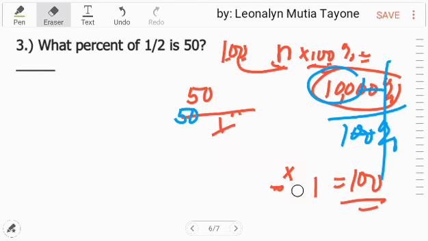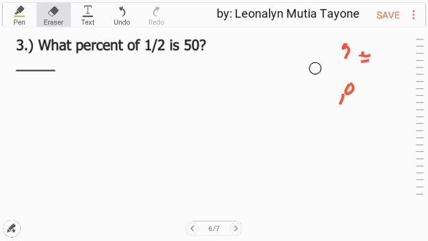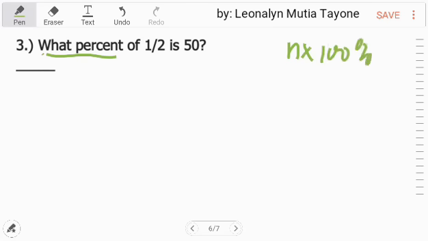Kasi sa mga nag-comment, mas marami yung walang sagot sa number 3. Okay, ulitin natin. What percent of 1/2 is 50? Dito tayo mag-focus muna sa what percent. Ibig sabihin, yung number, i-multiply mo muna ng 100% para mayroon siyang percentage sign. Kaya i-multiply natin ng 100%. Hanapin muna natin yung number na yon. So, n of multiplication yan, 1/2 is equal yan siya, 50.